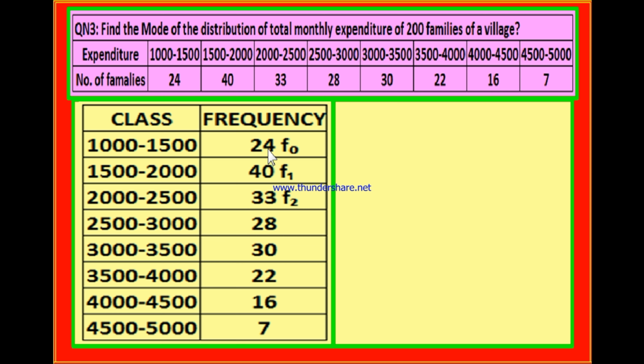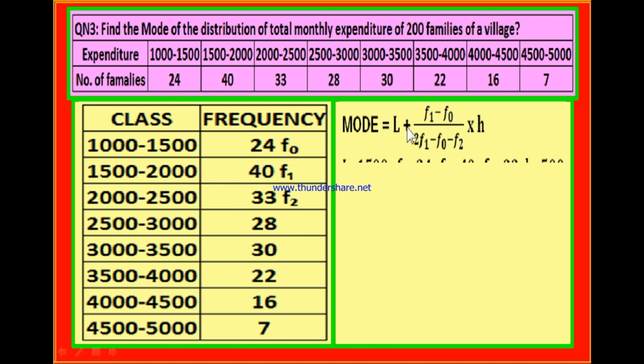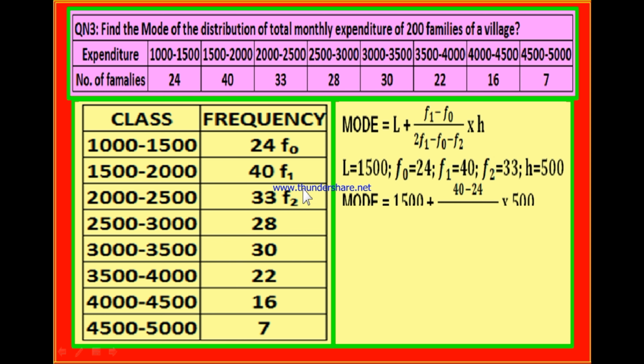Now let us write the formula for mode. To find mode, there is only one method. Of course, in order to find arithmetic mean, there are three methods. Now the formula to find mode is equal to L plus F1 minus F0 by 2F1 minus F0 minus F2 into H.